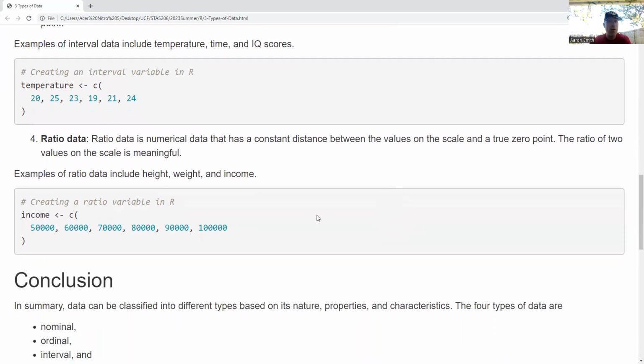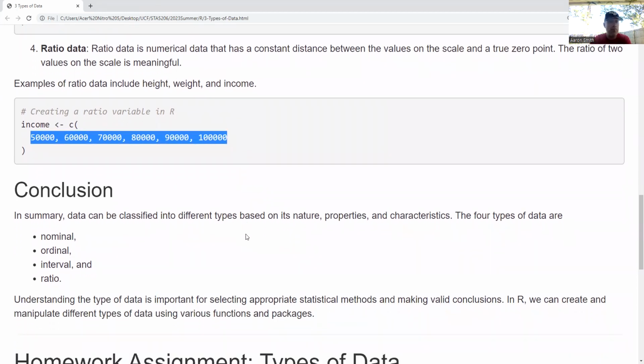And so here we could have like income. So income, if I have someone's income in dollars, or in yen or pesos or something like that, $0 is the same as 0 pesos, same as 0 yen. So money is ratio data.